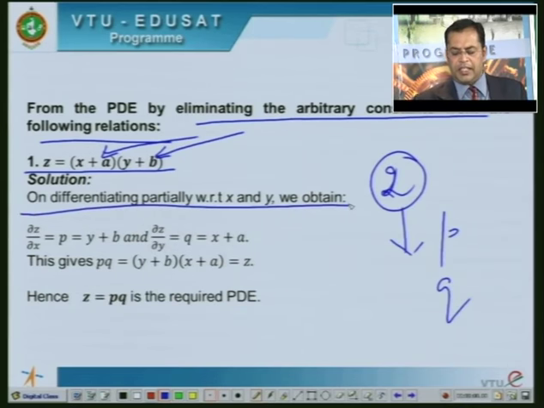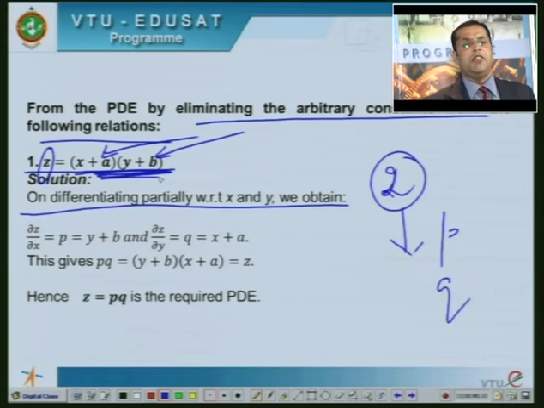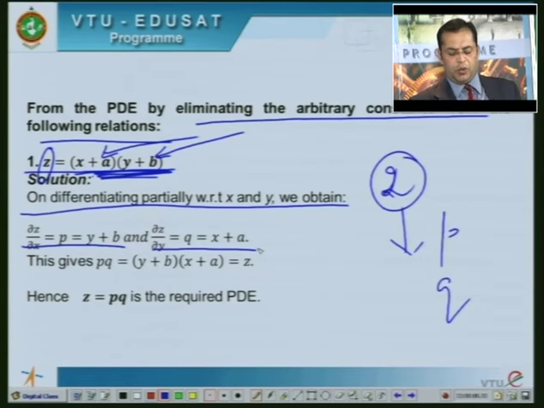On differentiating partially with respect to x and y, we obtain, first take this z and differentiate partially with respect to x. So, what do you get? ∂z/∂x, which is p, differentiation of (x plus a) into (y plus b), x plus a is 1, 1 into (y plus b) gives you p as y plus b. Again, differentiating partially with respect to y, ∂z/∂y is, x is constant. So, differentiation of y plus b is 1. So, 1 into (x plus a) gives you x plus a.